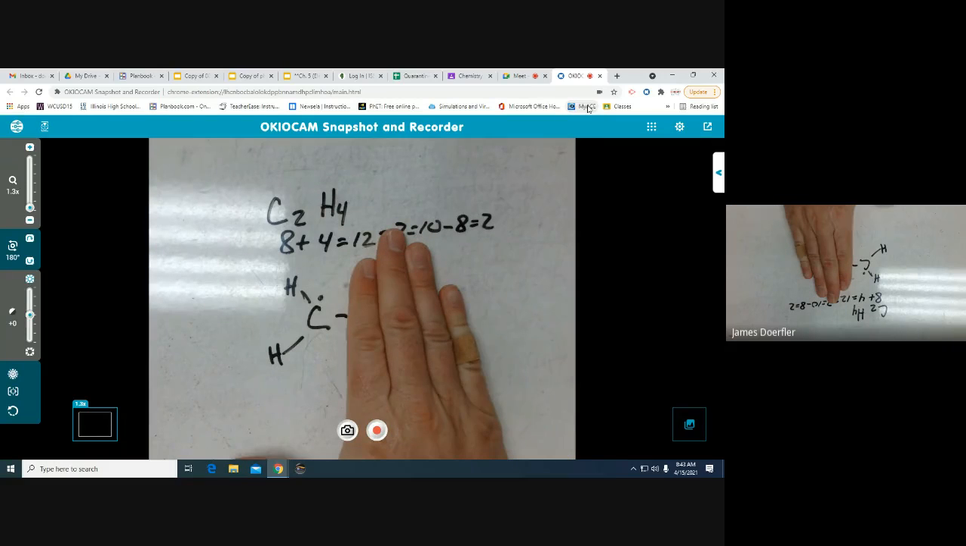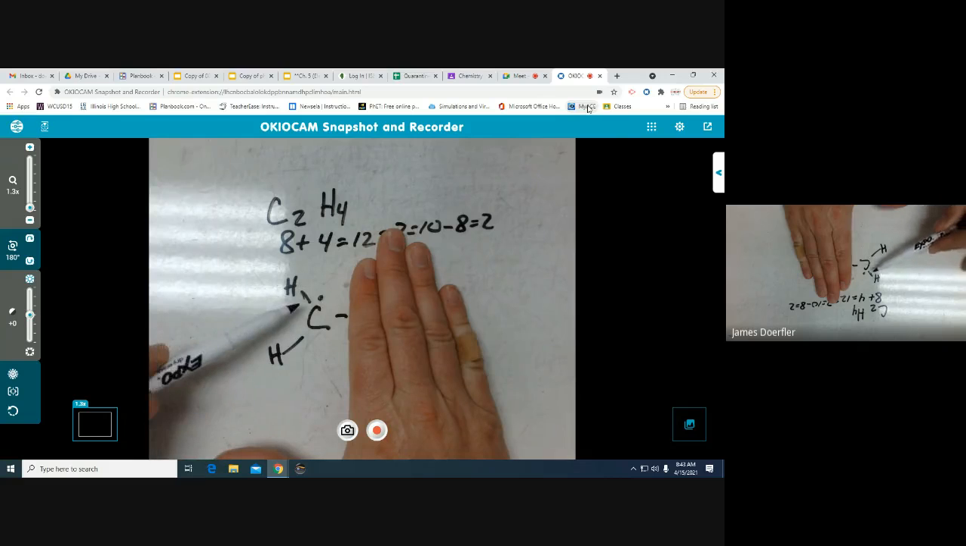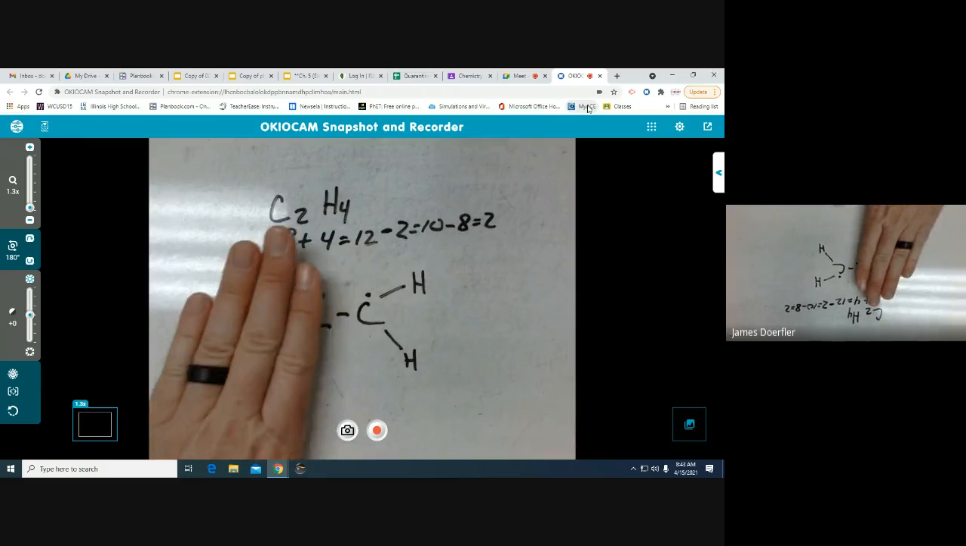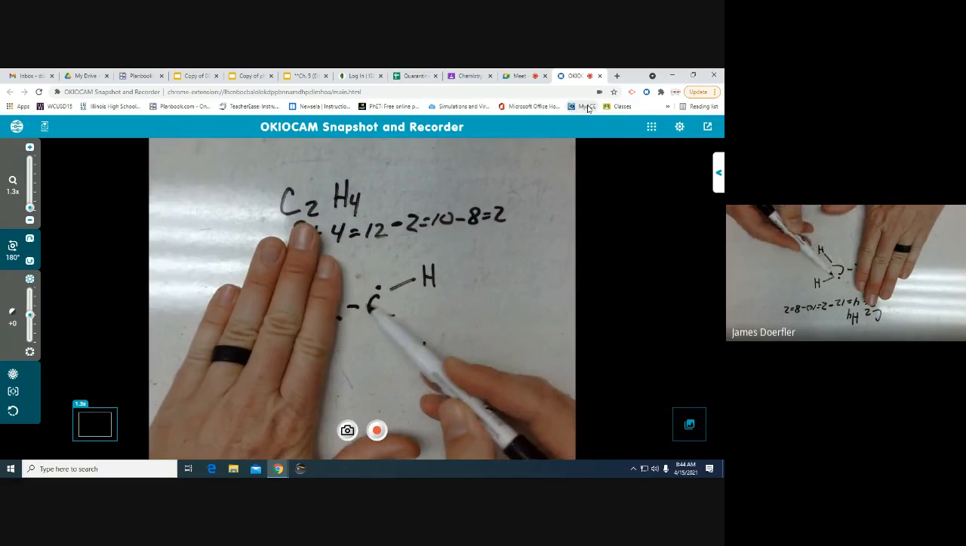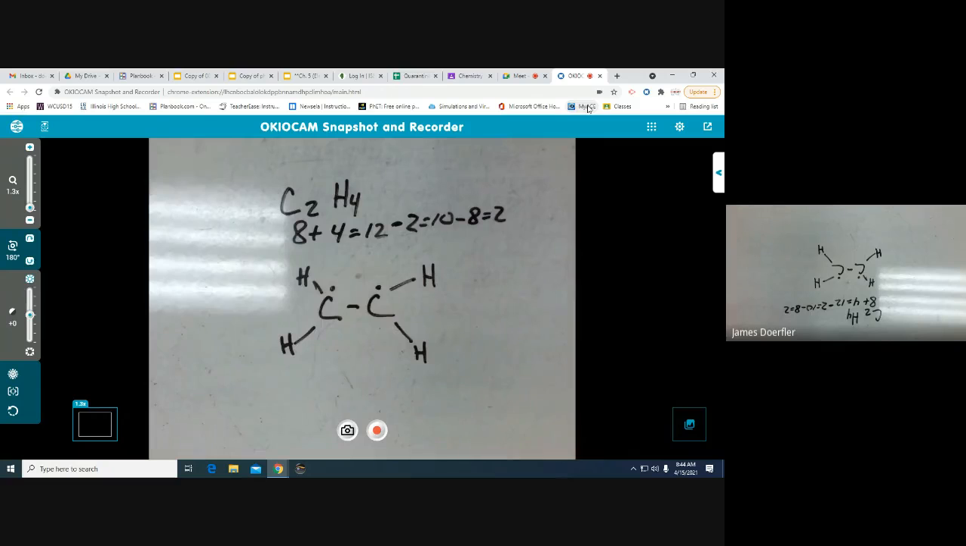If I cover up this side and I look at carbon, since it's one of my central atoms, and count how many valence electrons it has, I find that I have 2, 4, 6, 7 electrons on that carbon, and then 2, 4, 6, 7 on that carbon. Neither one has a full octet yet. So following step number 5, I have to begin forming multiple bonds.